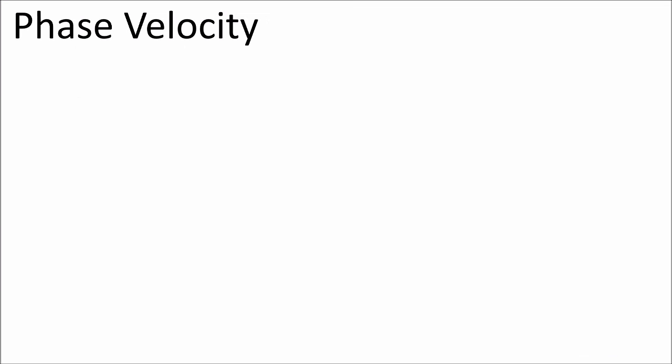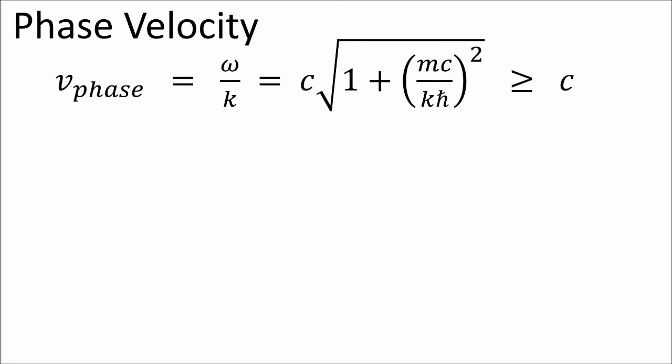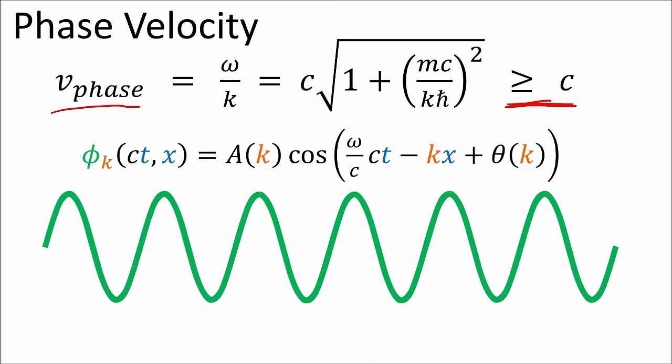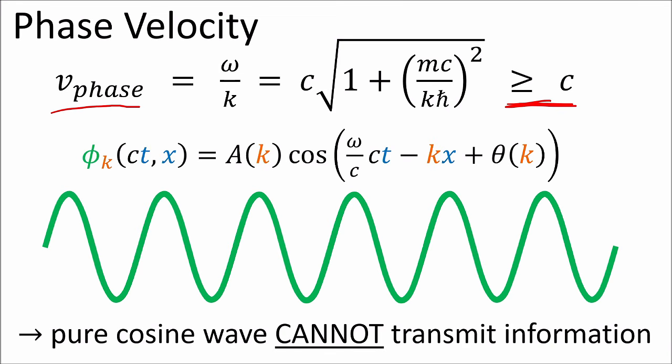The omega over k ratio we calculated before is the phase velocity. So it's fine that this is faster than light, because this will not transmit information. If you think about it, a single traveling cosine wave that looks the same everywhere in time and space cannot be used to transmit any information.